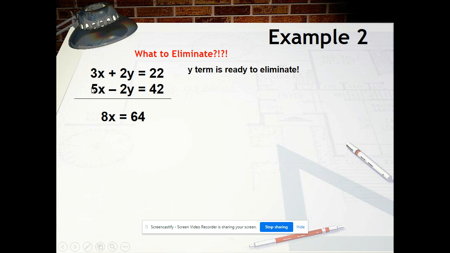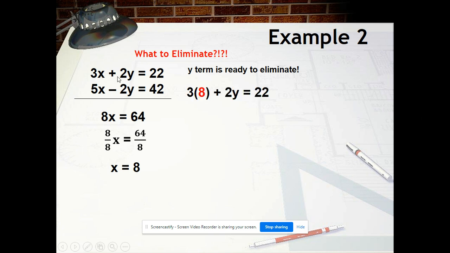If you add 3 plus 5, we have 8x, and the 2y and negative 2y cancel out. We have 22 plus 42 equals 64, and we solve what we have left. Divide 8 on both sides, and your x equals 8. Once you know one variable, you can choose either of the two original equations to plug into so that you can get your other variable.